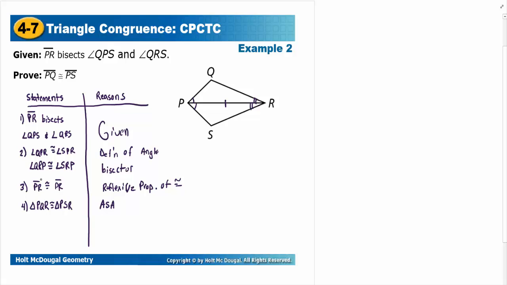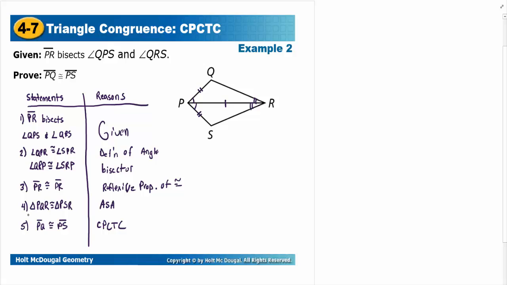But here's the thing, though. We have one more step. This would be like a question from 4.6 or 4.5. But 4.7, we're proving segments congruent. So I have one more step. That's all. I have to go PQ is congruent to PS. And I know since these triangles are congruent, any corresponding part is congruent, including those sides. So that would be CPCTC. And this is the 4.7 work. That's the new stuff. That's it. We're adding one step to our proofs.